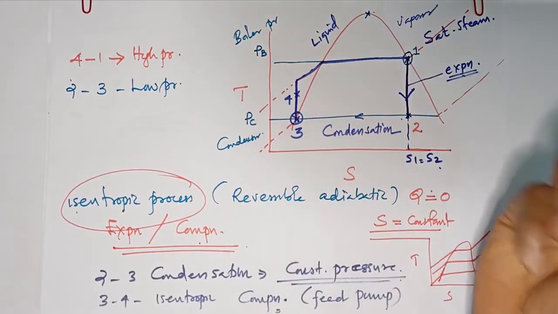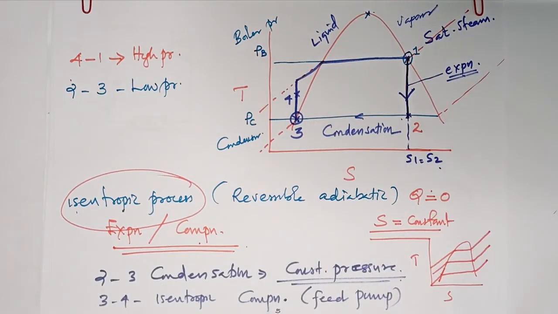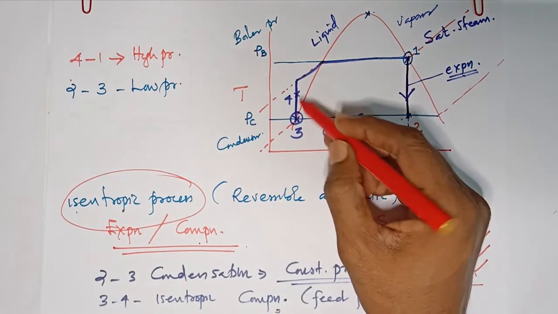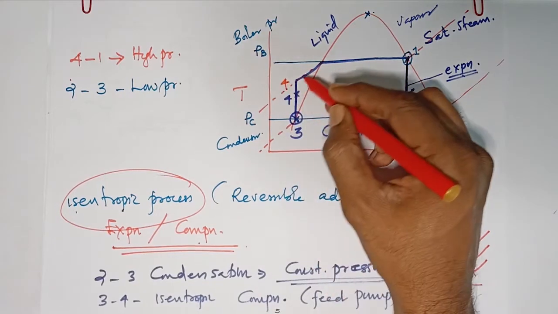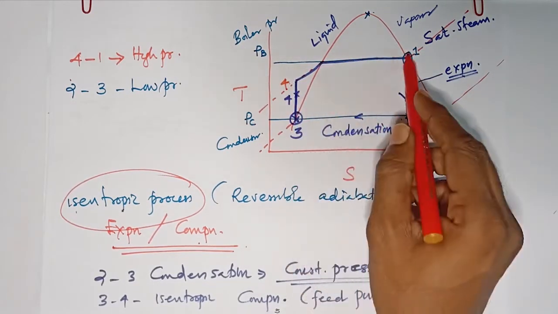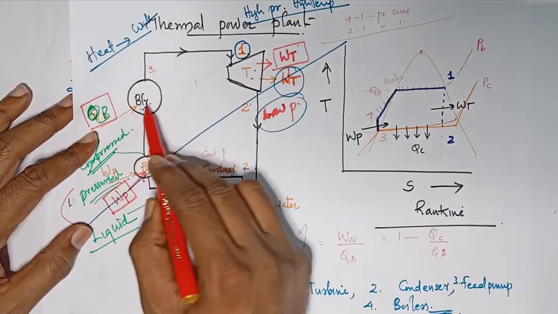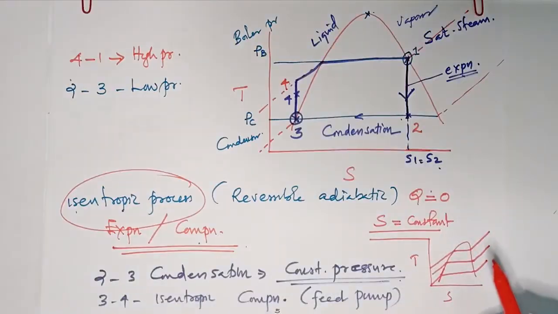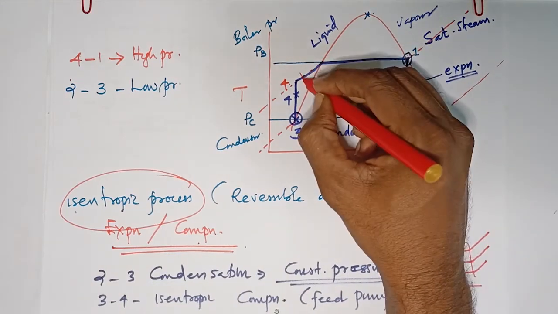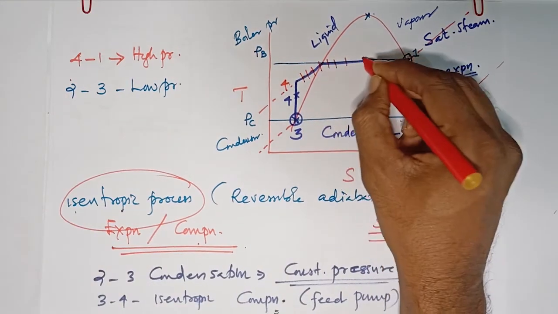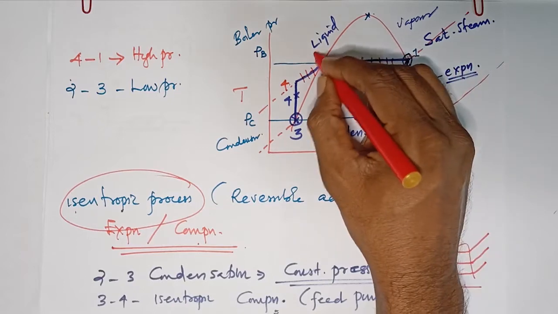So this is one. So this is the complete cycle. 1, 2, 3. This is point 4 and this is 4 to 1. What is 4 to 1? See, 4 to 1, it is the boiler. There the heat is being added. We are adding heat here. So this is what happens in the boiler.